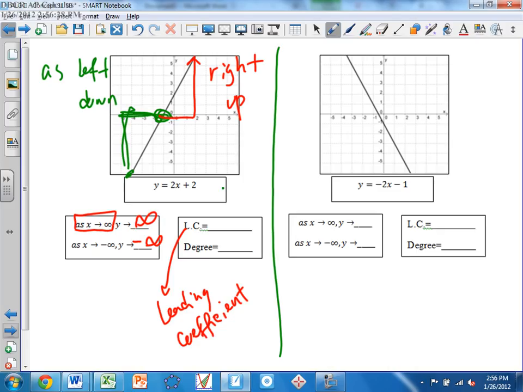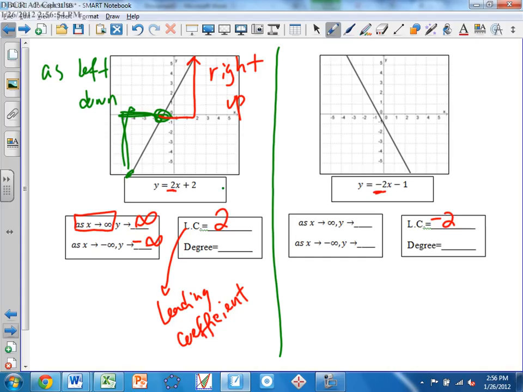So here, what is the leading coefficient of this one? 2. Very good, because there's the 2 right there. On this side, what would the leading coefficient be? Negative 2. Okay, we clear about that? Again, it's the first number. If there's no number there, if it just said x minus 1, what's really in front of the x? 1. A 1. Okay, keep that in mind. So the leading coefficient here is 2. The one over here would be negative 2. We'll get to the one on the right in a second.